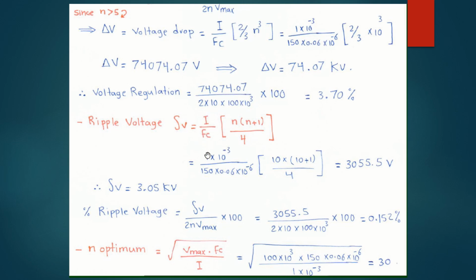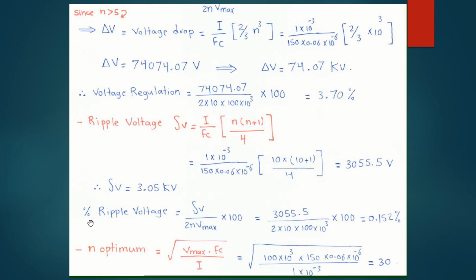So I, as it is given in the question, is 1 into 10 to the power minus 3, divided by 150 into 0.6 into 10 to the power minus 6, which is the capacitor. Open the bracket, the number of stages is 10, into 10 plus 1 divided by 4. When we use our calculator, we will get 3055.5 volts, and we will change it to kilovolt to make it better. So the ripple voltage is 3.05 kilovolt.